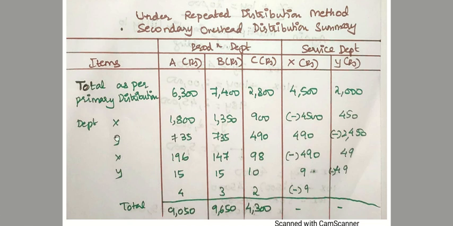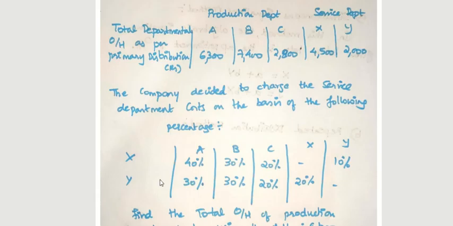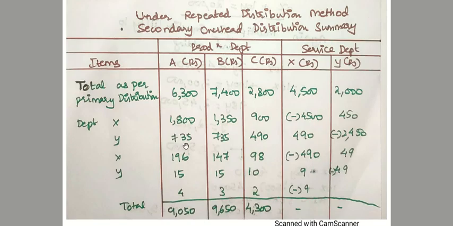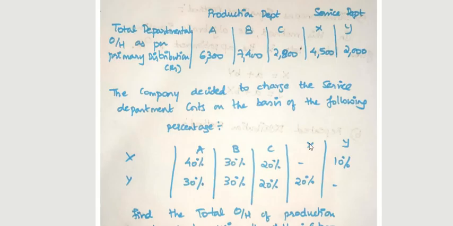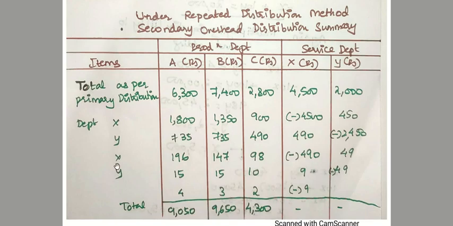And now we will apportion department Y. What is your total for department Y? 2,000 plus 450. This 2,450 will be apportioned to the different departments based on 30, 30, 20 and 20. So 735, 735, 490 and 490. Now again we will start with department X till you get a nil figure.